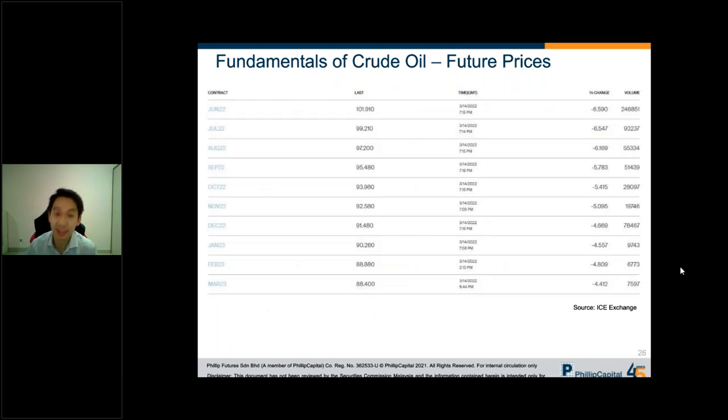Okay, then this is the ICE exchange. Same for the ICE exchange, you can go and refer to the ICE exchange website. Then for live prices, you will have to refer to your broker as well.